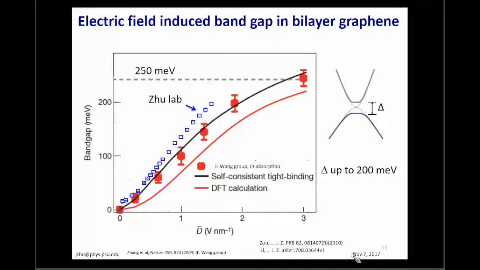So how big is this band gap? This band gap is tunable by the applied electric field. It could go all the way up to about 250 meV. So in our lab, we can actually measure this fairly accurately with transport studies these days. It could go all the way up to about 200 meV. So this is something that will come back later.